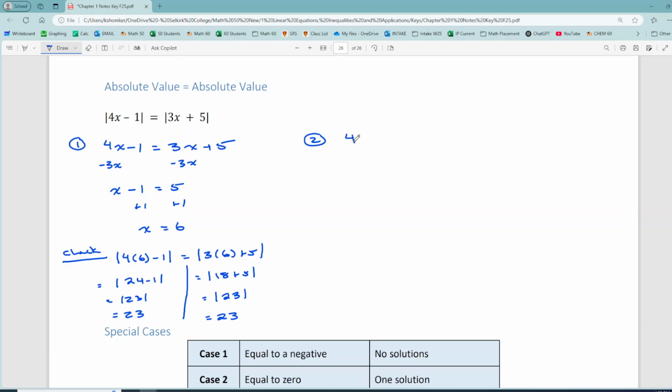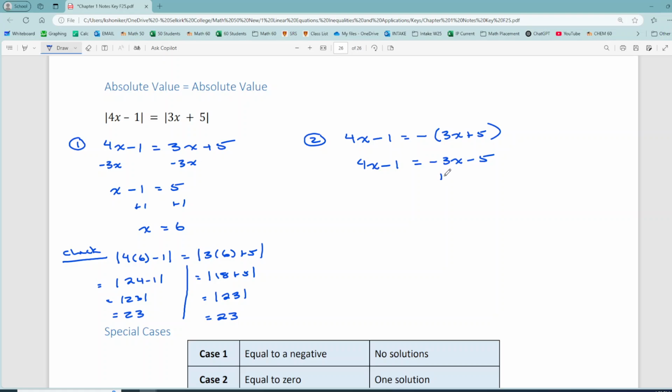Well, the second one, we're going to set it so that 4x minus 1 is equal to negative 3x plus 5. So we're going to switch all of the signs on one side of the equation, right? It doesn't actually matter if you make it equal to negative on the left side or the right side, but only one side. So we're going to be solving where 4x minus 1 equals negative 3x minus 5. We're going to make these absolute opposites from each other.